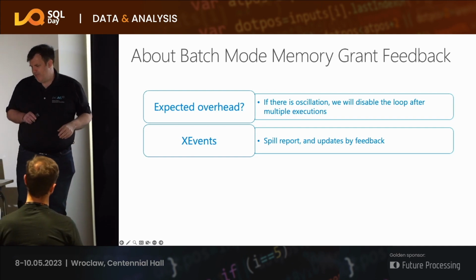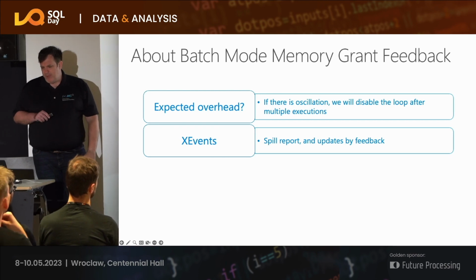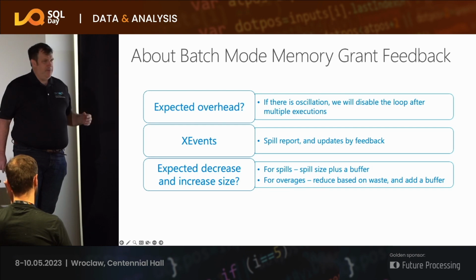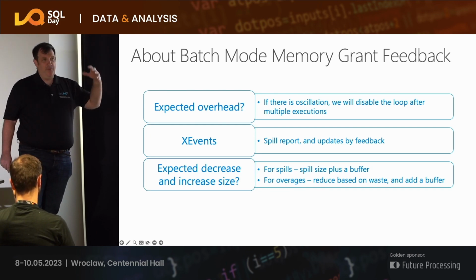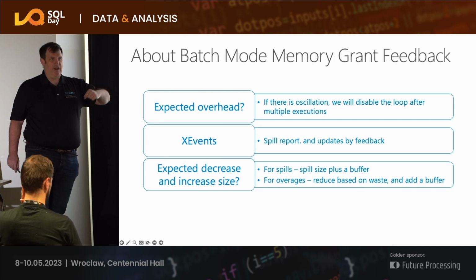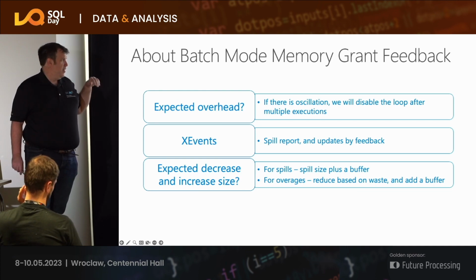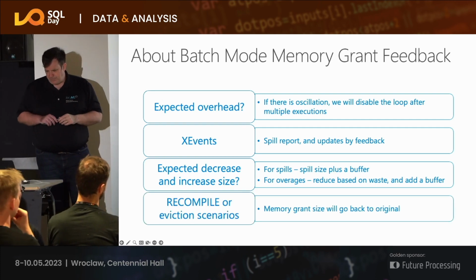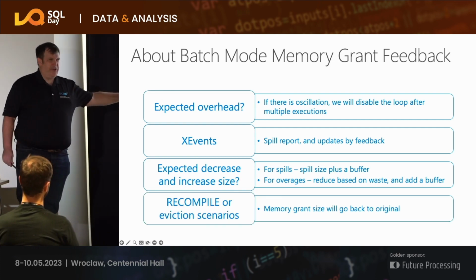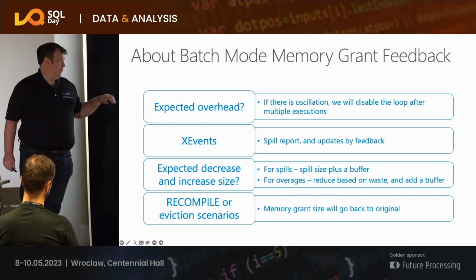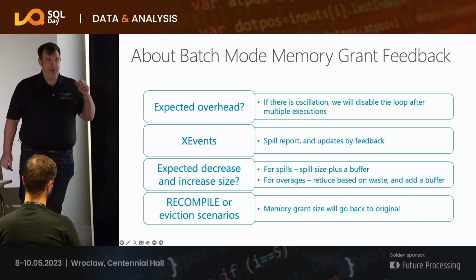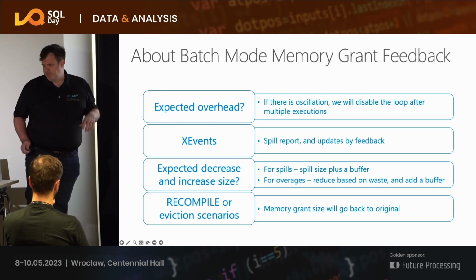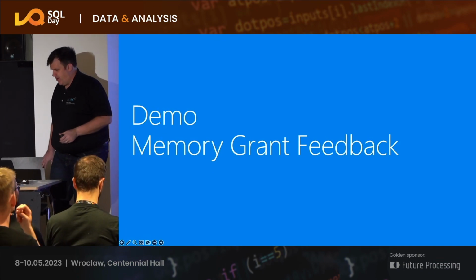This also goes to X events, and it will show updates by feedback. If we have a spill to TempDB, the size of the spill will be the increase in the next grant on the next execution. And for overage, it will reduce based on waste and also add a buffer. This is all based on the plan that's in cache. So if the plan gets evicted from cache or you recompile, the memory grant size will go back to what it originally was. So let's dive in and do a demo of this.